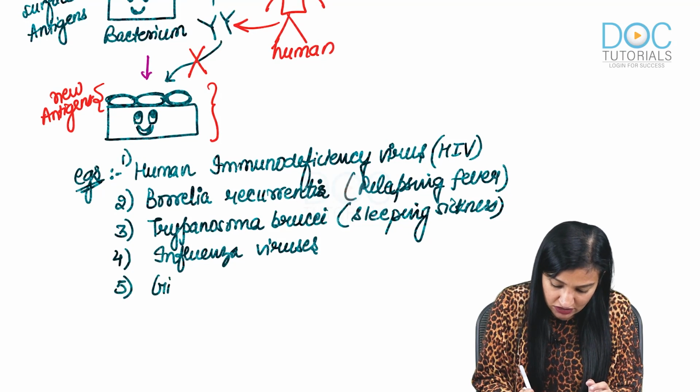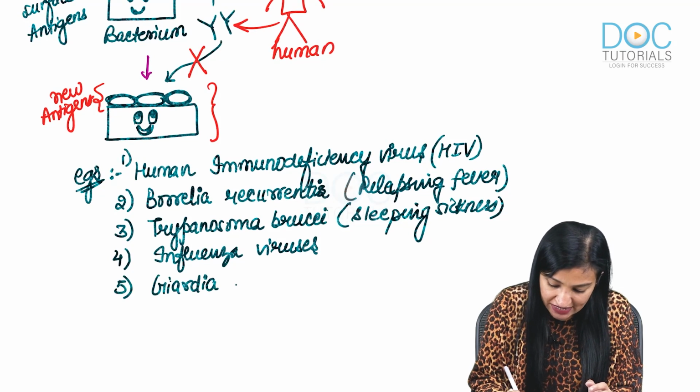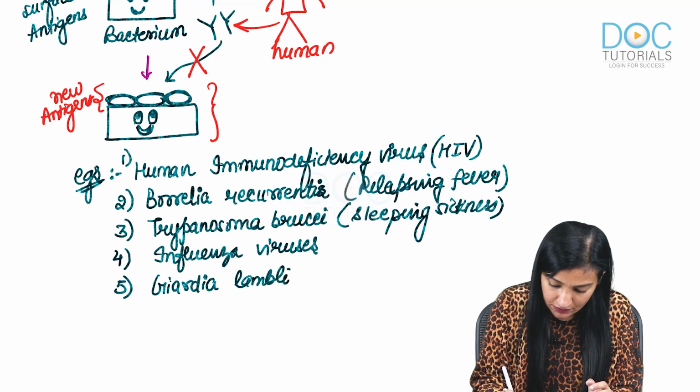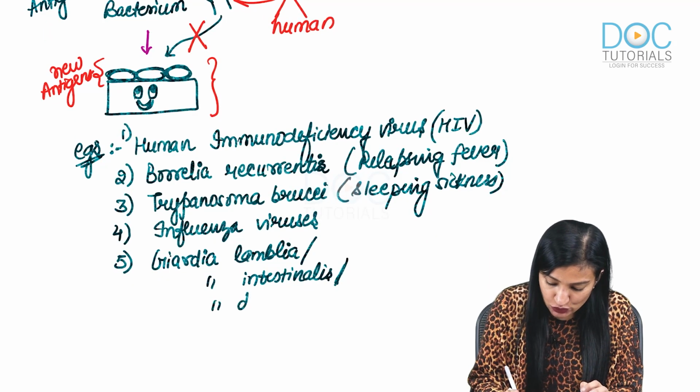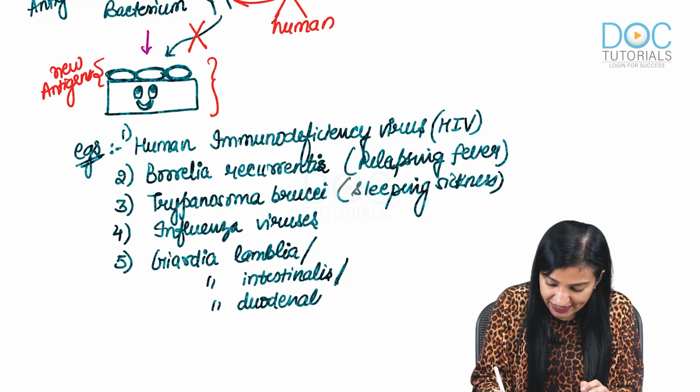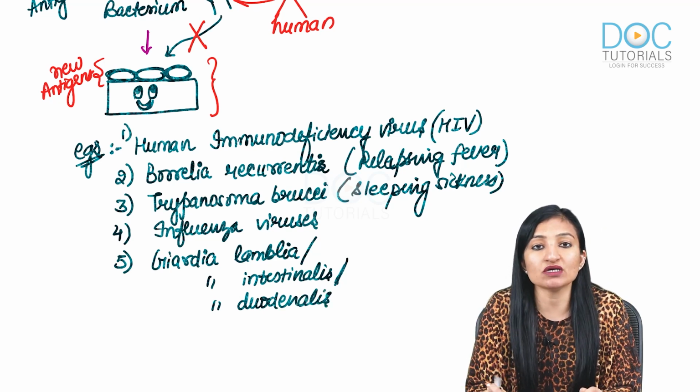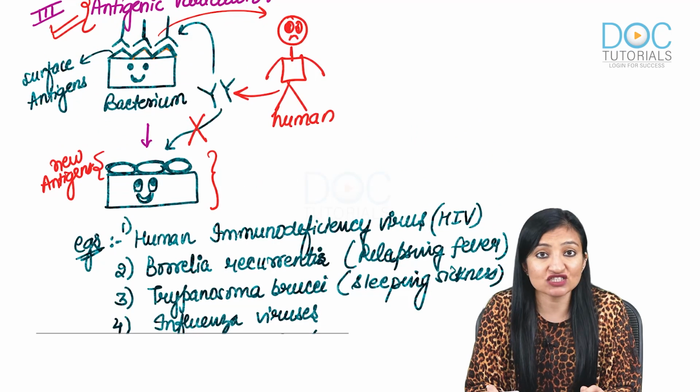Then we have also got Giardia lamblia, also known as Giardia intestinalis, also known as Giardia duodenalis. Alright, these are some of the medically important microorganisms which show antigenic variation.